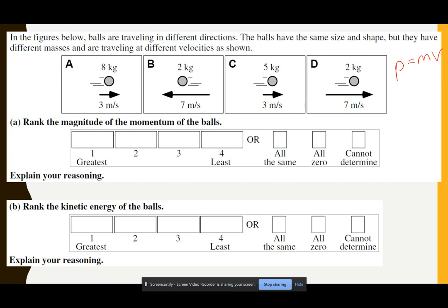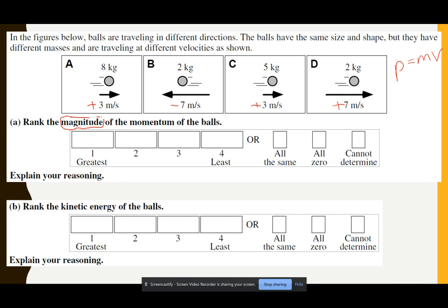So with mass times velocity, P is your momentum, mass times velocity. Now the key thing in here is magnitude. Magnitude just means number. So even though they're going in different directions, and so this velocity would be positive, this velocity would be negative, this velocity would be positive, this velocity would be positive, does that really matter with magnitude? Hopefully you said no.